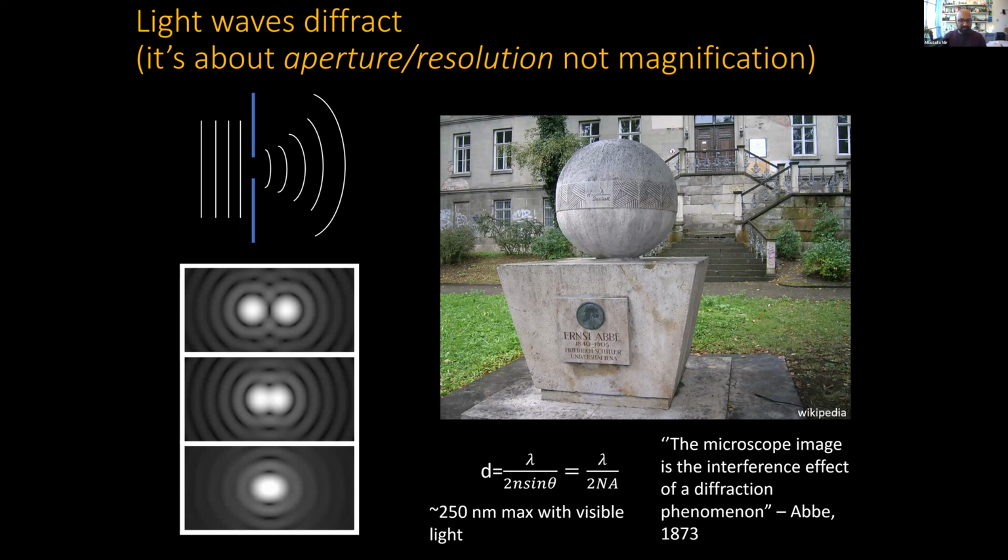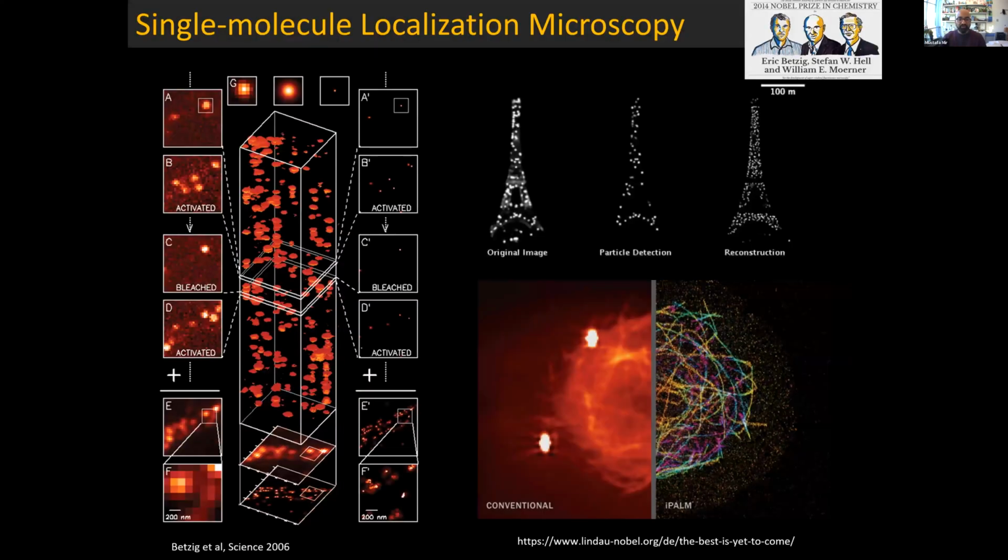So this problem was solved in a variety of ways in the last couple of decades. The method that we use is called single molecule localization microscopy. And Eric Betzig, who I mentioned earlier with the light sheet design, also won a Nobel Prize for developing this technology back in 2014, called PALM, photoactivated localization microscopy.